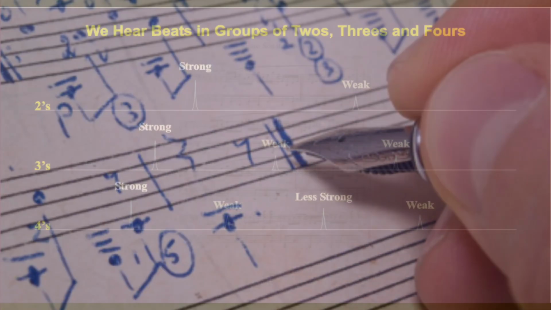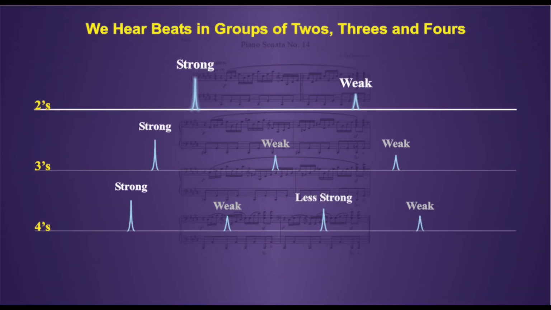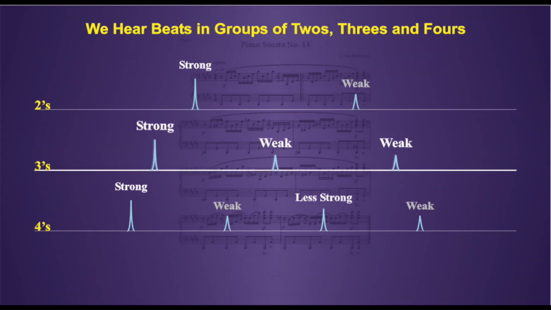For example, groups of two beats recur as a pattern of a strong and a weak beat. Groups of three beats recur as a pattern of one strong beat followed by two weak beats. Groups of four beats recur as a pattern of one strong beat followed by one weak beat followed by one less strong beat followed by one weak beat.